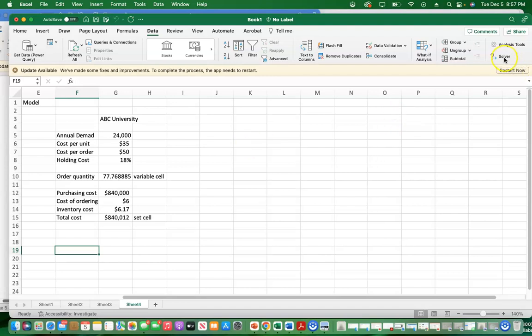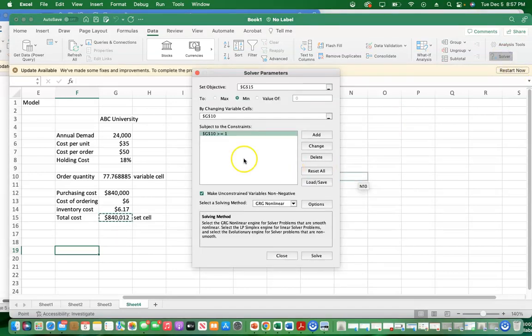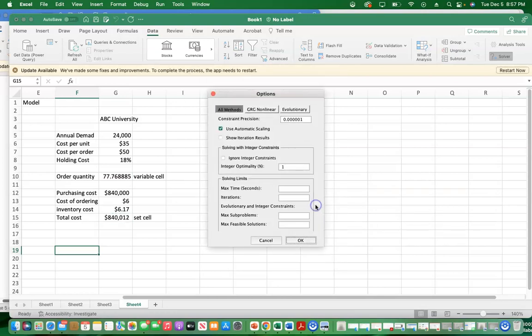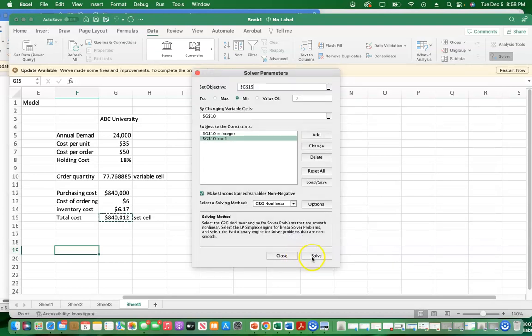And so we can go back to solver and apply the integral condition. And so we can add in the constraint that the quantity should be integer, and then we can click OK. And then we can go to options, and then we look at the integer optimality percentage, and so we can put 0 and click OK, and then we can solve.